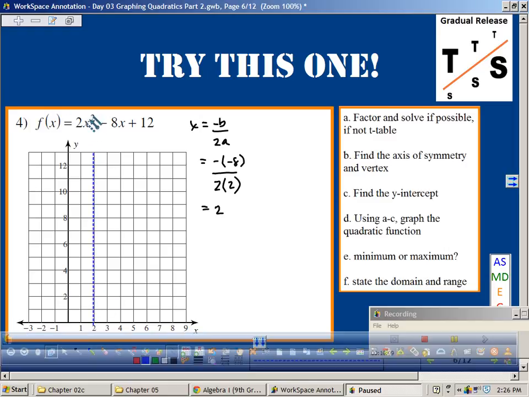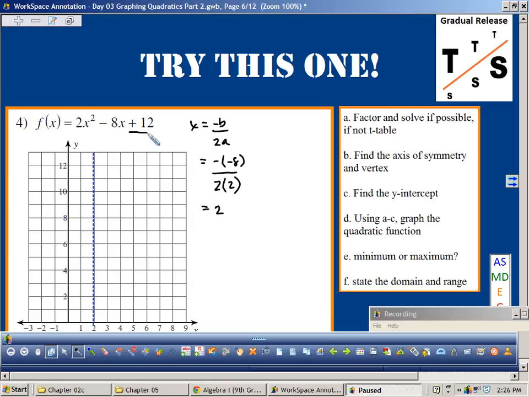2x squared. What type of behavior would that be? It would be kind of steeper and it would be in the positive direction, right? So let's keep that in mind. This one's a little bit easier because I've got this right here. What does my constant being 12 tell me? That that's my y-intercept.